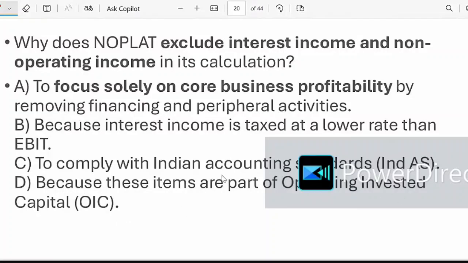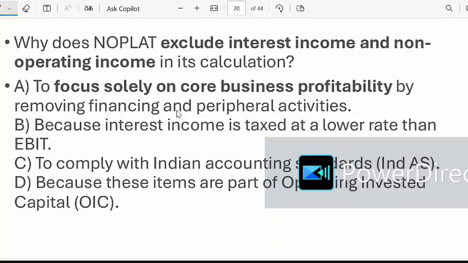Very simple question. I think we have already answered it. What do you think? Why does NOPLAT exclude interest income and non-operating income in its calculation? Is it A, B, C, or D?